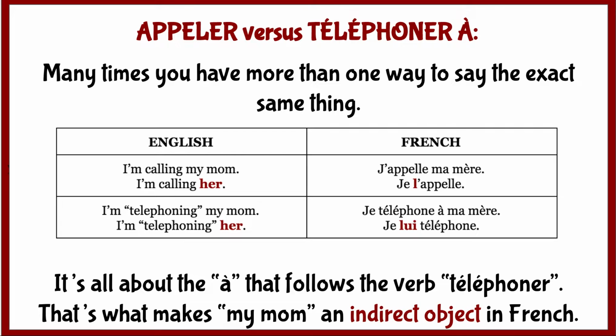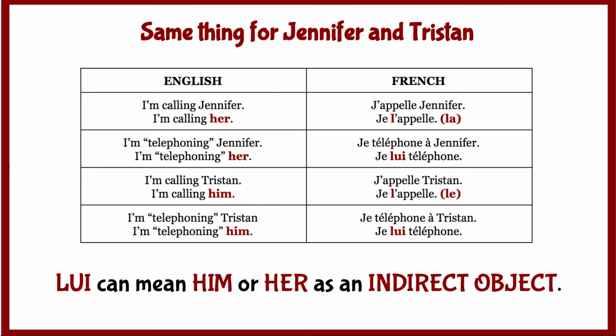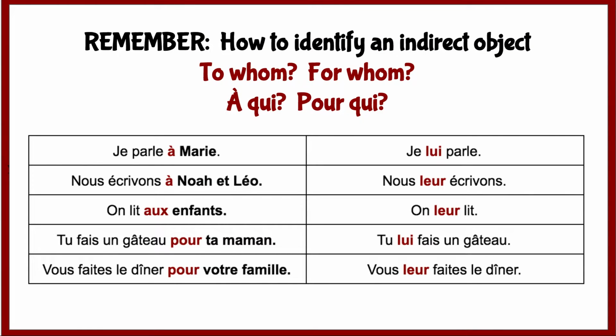Je lui téléphone. D'accord? So, look, let's go back. Same thing for Jennifer and Tristan, right? I know I'm getting a little repetitive here. I just wanted you to see that. Now, remember, how to identify an indirect object pronoun is going to answer the question à qui or pour qui. So here are some examples for you.